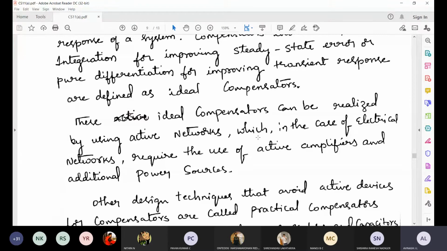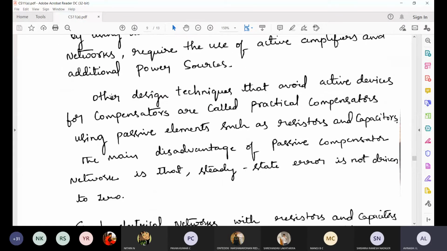In electrical networks, these require the use of active amplifiers and additional power sources. Active network means only the electrical networks where power is available. The other design techniques that avoid active devices for compensators are called practical compensators.